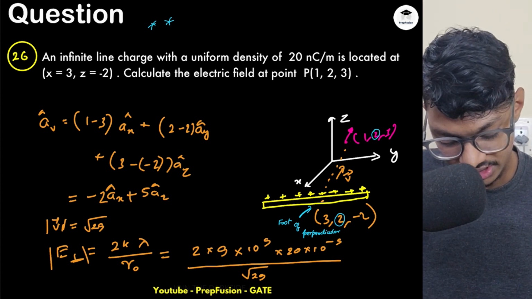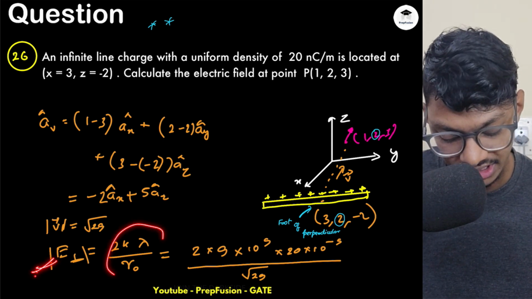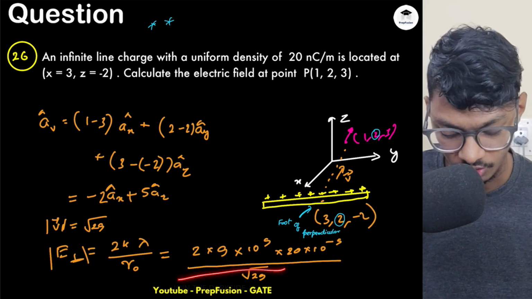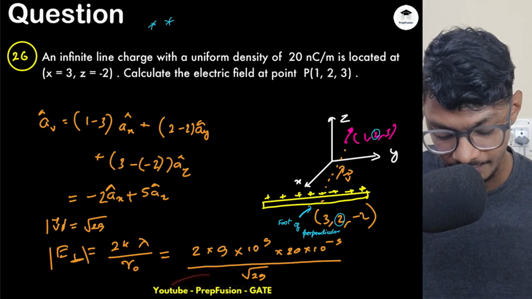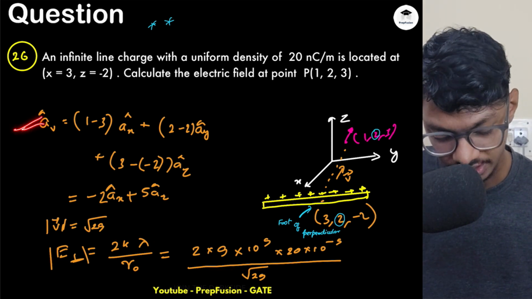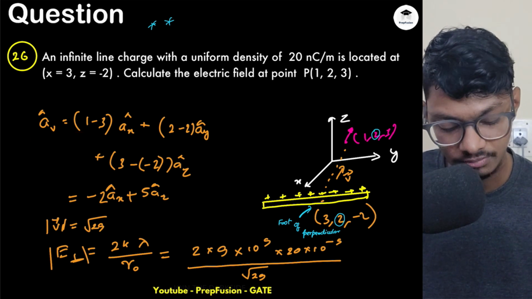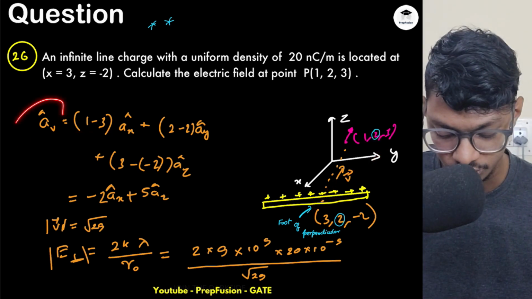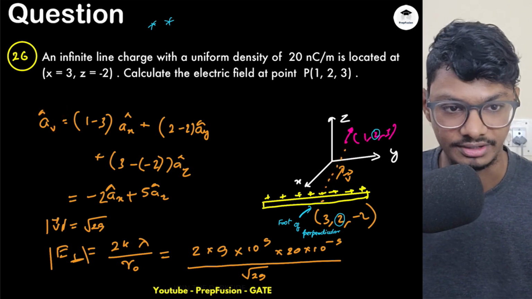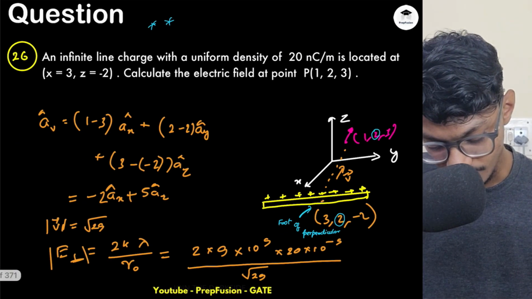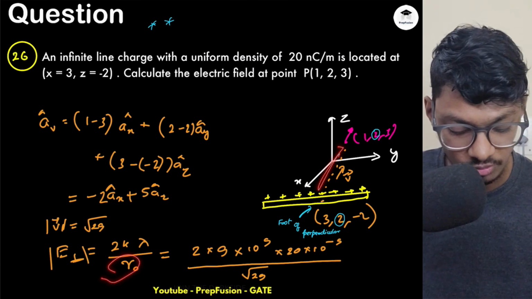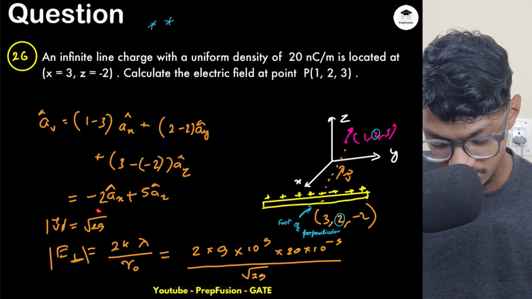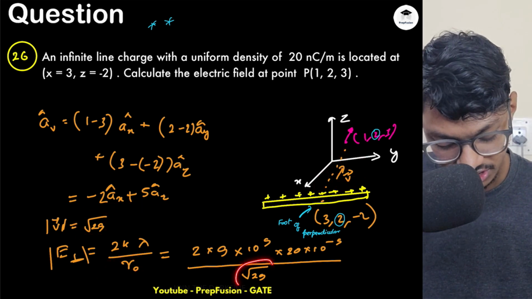So you know what the perpendicular component of the electric field is: 2k lambda by r naught. We got this value of electric field. Now I got this V vector by simple position vector, final minus initial. And r naught, the perpendicular distance, will be the magnitude of this vector. So the magnitude of this vector is under 29.